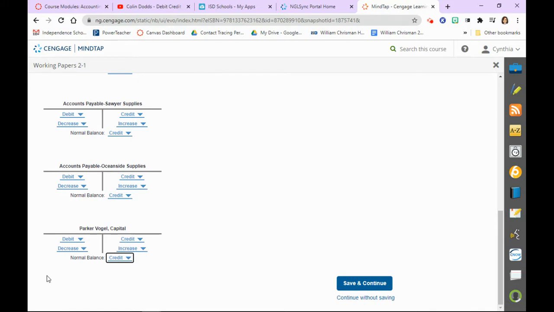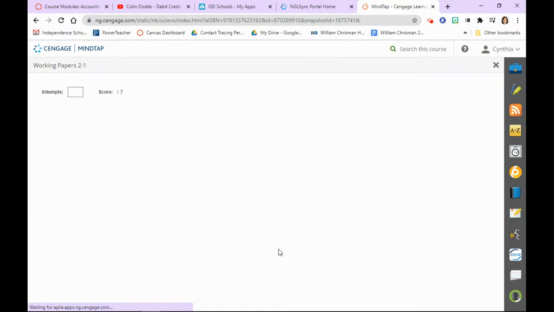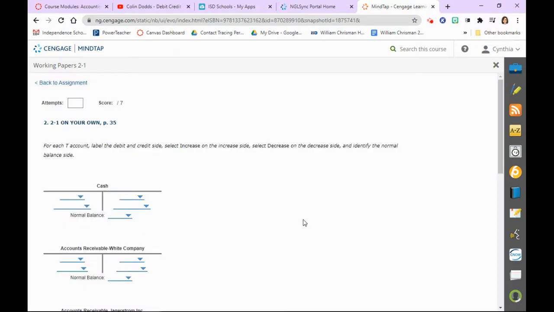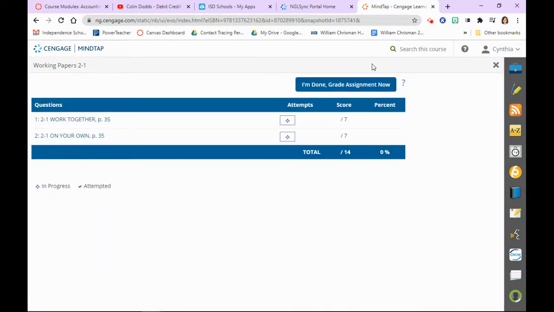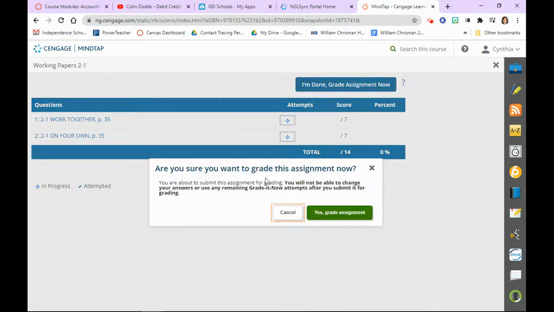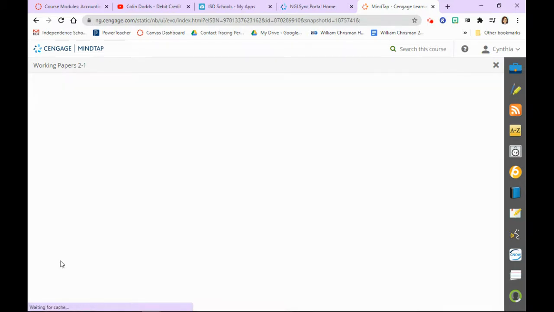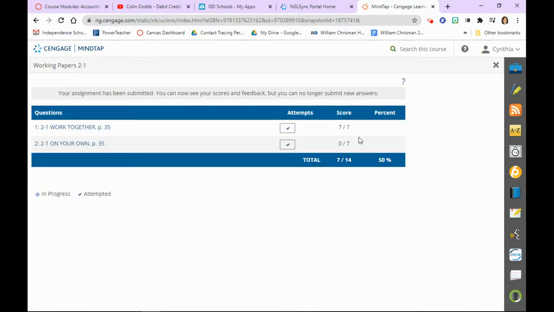And when you've got that all finished, you click Save and Continue. We're not going to mess with doing the on your own right now. So you're going to go down to the bottom and do Save and Continue. And then click I'm done, grade assignment now. Yes, grade assignment. Do not worry about this because I'm not taking that grade.